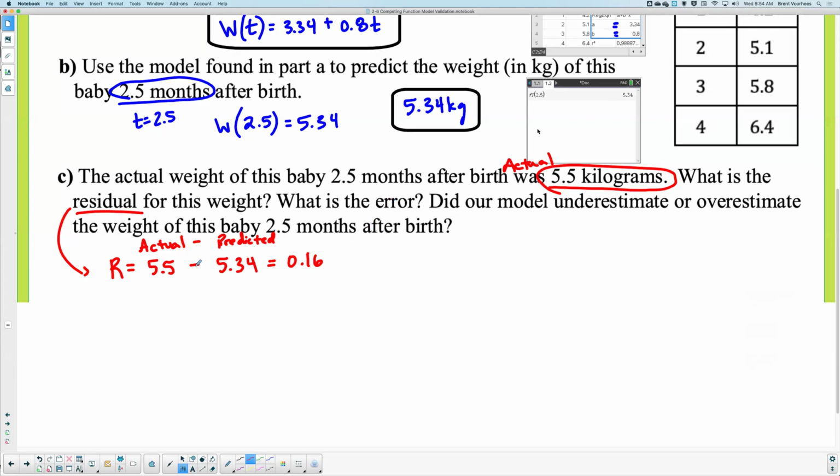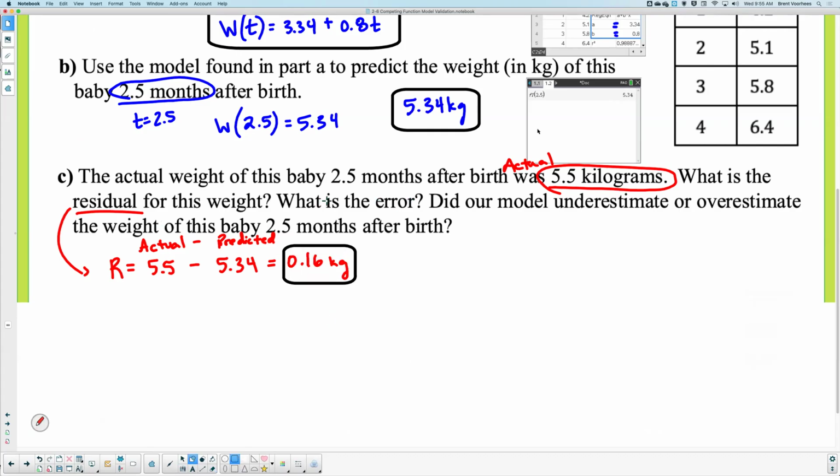Now, if it's a residual, you would keep the Y units. 5.5 was what type of units? Kilograms minus 5.34 kilograms. So how many? My 0.16 would be in kilograms. That's the residual right there. That's the residual, okay?